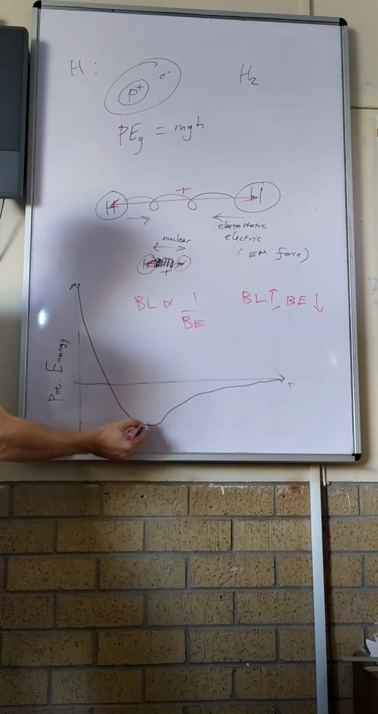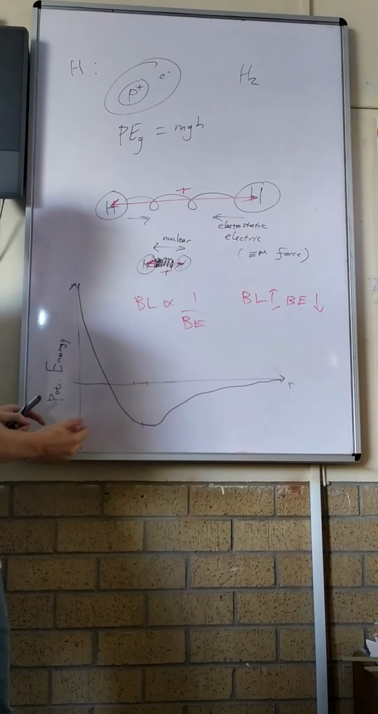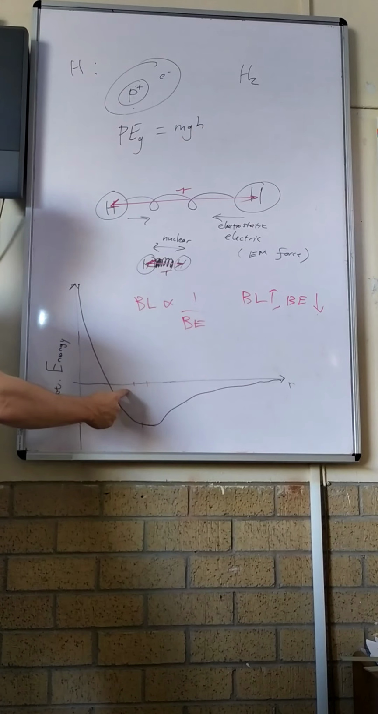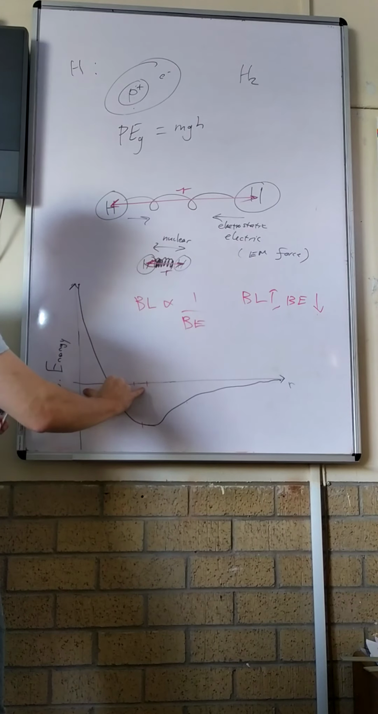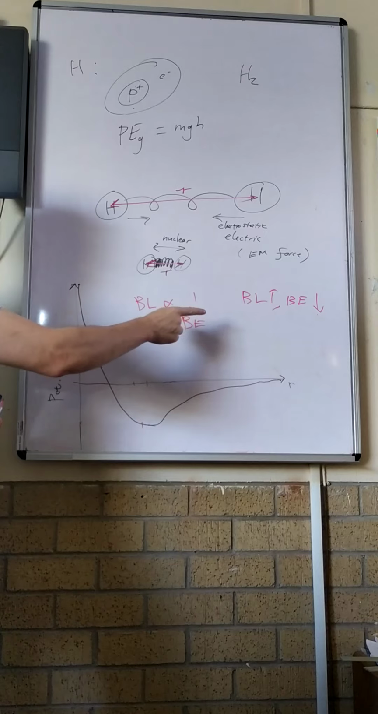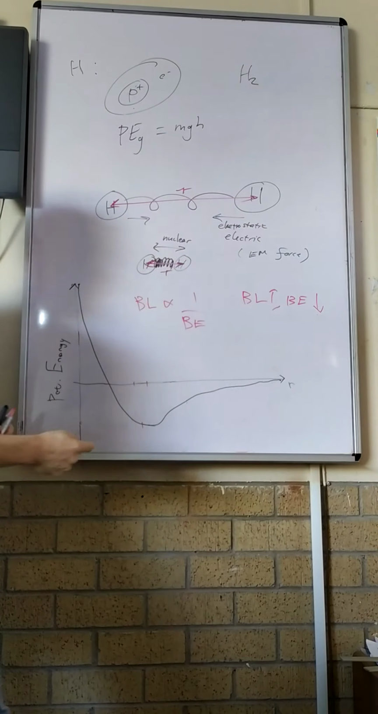Bigger bond length. So let's think this through. I want a bigger bond length. In other words, I must draw it over here. Do you agree? That's bigger. So here's my original bond length, because it corresponds to the sweet spot. I want a bigger bond length. Now, if I want a bigger bond length, I need less bond energy.